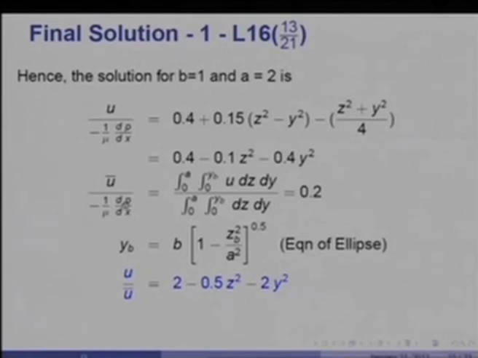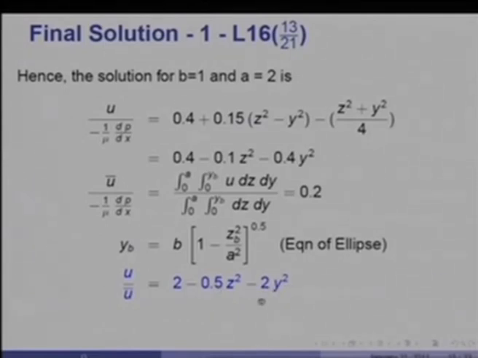In this case, integration is done from 0 to a, 0 to y b, u dz dy, divided by the integral from 0 to a, 0 to y b, dz dy, and y b from the equation of an ellipse is simply 1 minus z b square by a square raised to half. So, you carry out these two integrations, you will see that will turn out to be 0.2, and as a result, in this particular case for b equal to 1 and a equal to 2, the solution is u over u bar plus 2 minus 0.5 z square minus 2 y square.